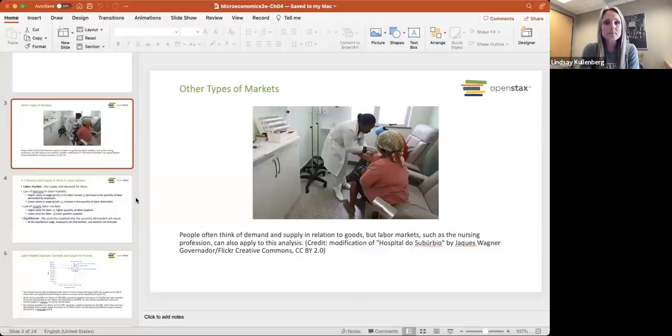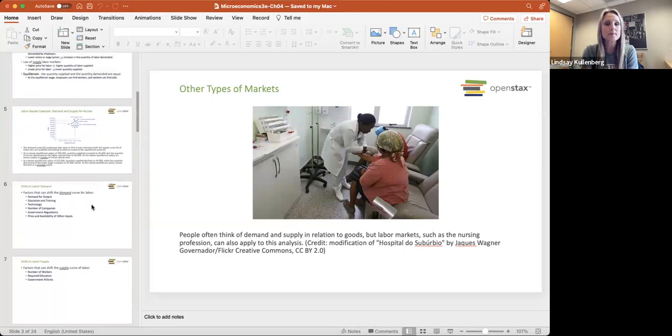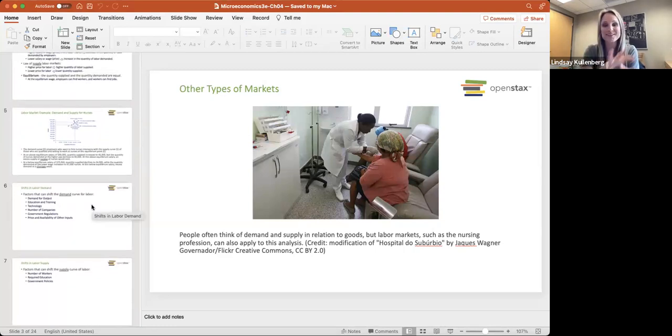All right. One thing this mentions, and it's really good to think about, is how demand and supply are often thought of in relation to goods or services, but labor markets really do work in the same way. I like to bring that to your attention because you can analyze them in the same way. Your book gives a really good example of the nursing labor market, so make sure that you check that out as well.